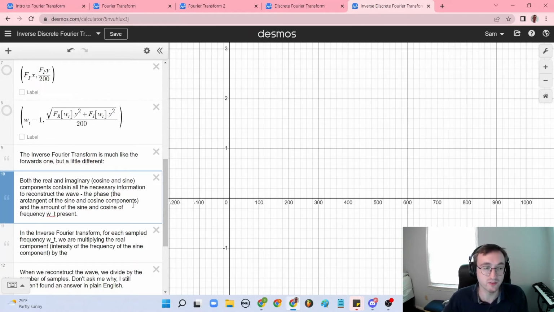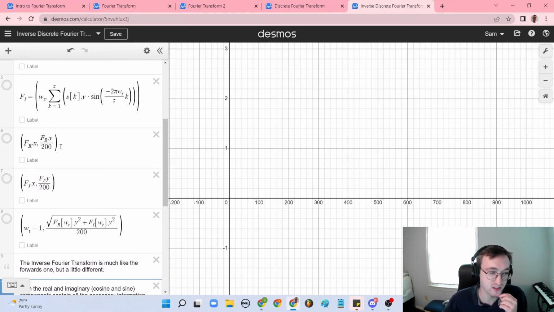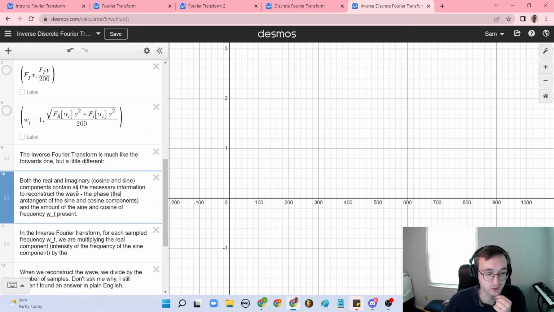And by the way, we can find the phase by taking the arctangent of the imaginary and real components. Because again, that's literally the presence of the sine and the presence of the cosine of the wave, which is the definition of tangent in the first place.